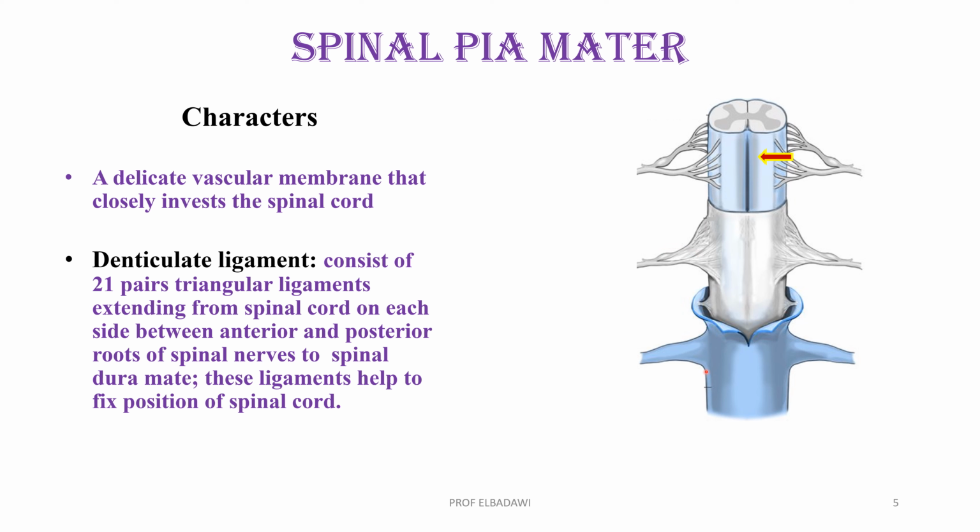So it is 21 pairs of triangular ligaments going from the side of the spinal cord to the intervertebral foramen. And this ligament helps in stabilizing the spinal cord in position. The filum terminale, as we said, is an extension of the pia below the conus medullaris, the lower part of the spinal cord, down to the back of the coccyx, as we said.